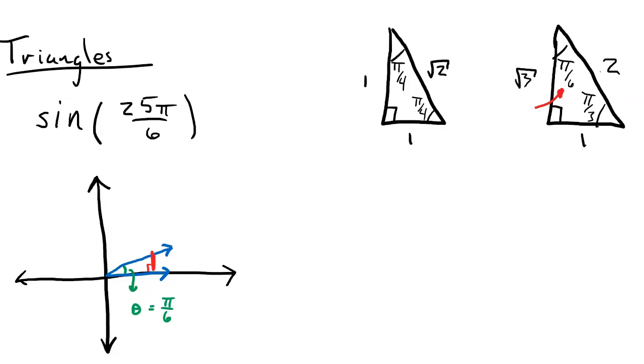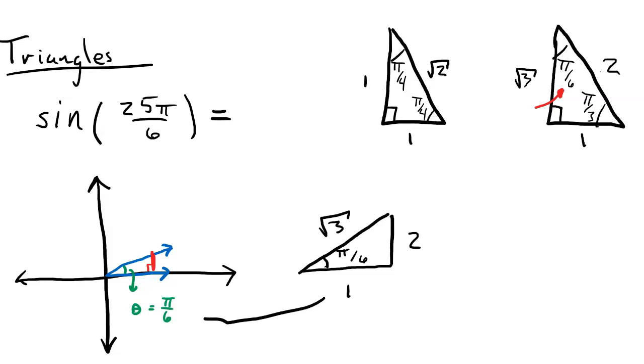Now, sine of 25 pi over 6 is coterminal with pi over 6. It stops right there and forms a right angle triangle, and pi over 6 is in the green, right? So if we rotated this special right triangle that we drew up here so that it looked like this, okay? Now we know that we can use the combination of these two facts to evaluate sine of 25 pi over 6. Sine of 25 pi over 6 is opposite over adjacent, so that's just going to be 2 over square root 3.